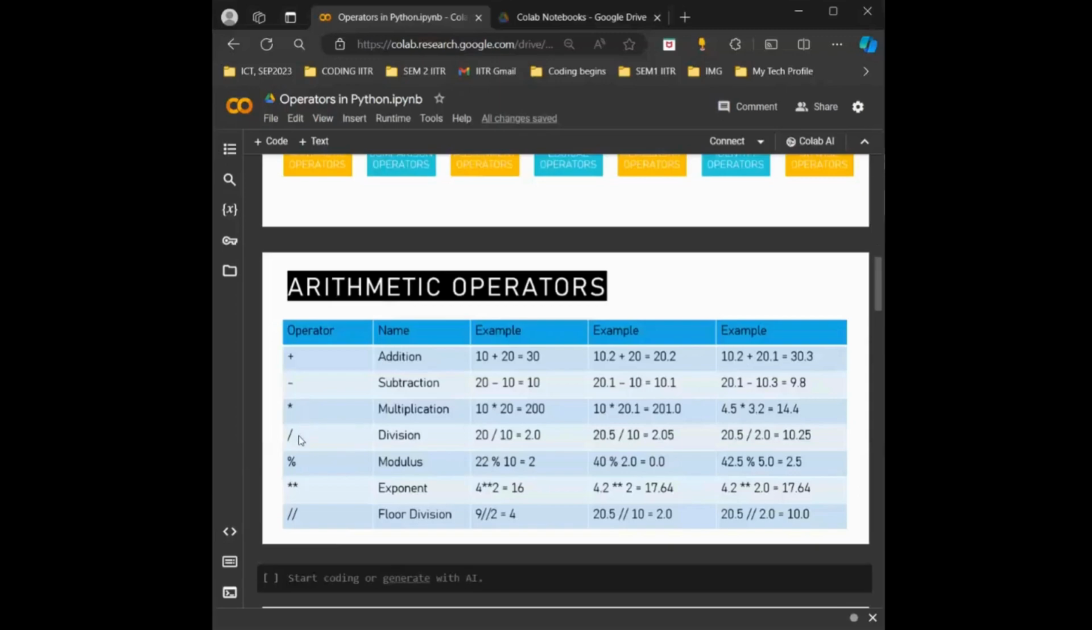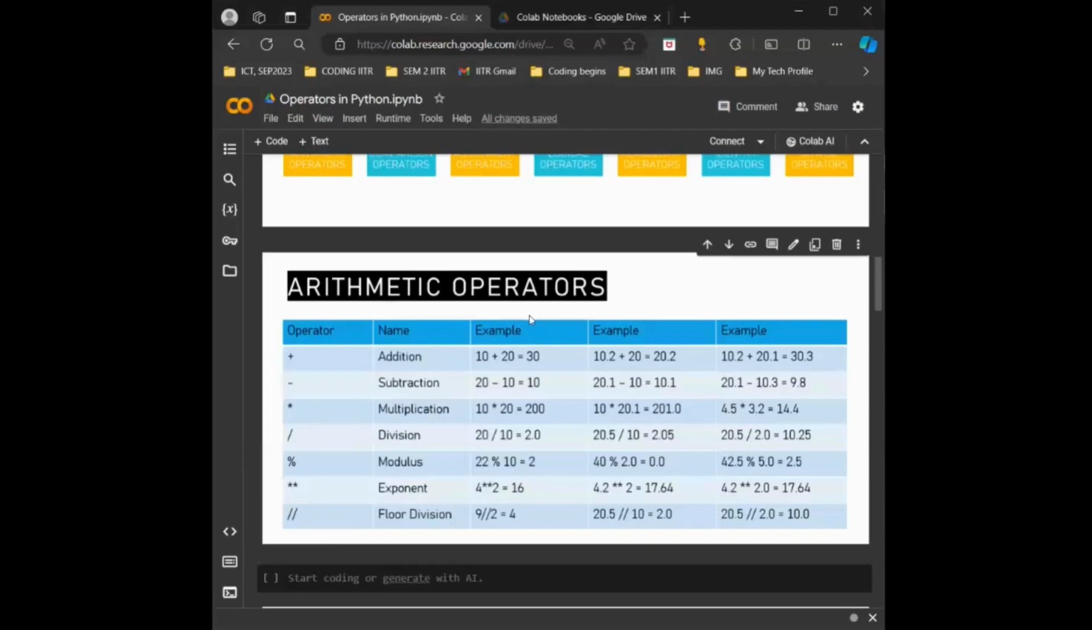Then we have the division symbol represented by a single slash. We have the percent sign for modulus. We have the double star sign or double asterisk sign for exponent, and we have double slash for floor division. Each of the operators here, the name mentioned, performs a certain kind of arithmetic operation, which you will visualize now in the examples.